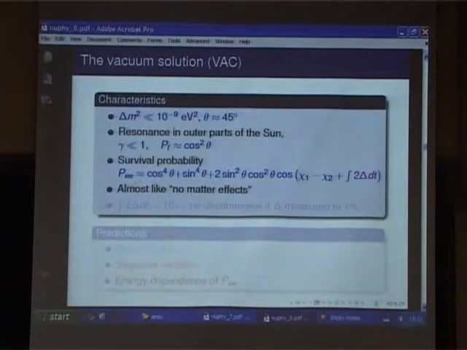PE is cos to the power 4 theta plus sin to the power 4 theta plus 2 sin square cosine square times cosine of this. This is integral 2 delta dt, which is our oscillation term, and this is chi1 minus chi2. So now we see that apart from this chi1 minus chi2 part, this is almost like vacuum oscillations.